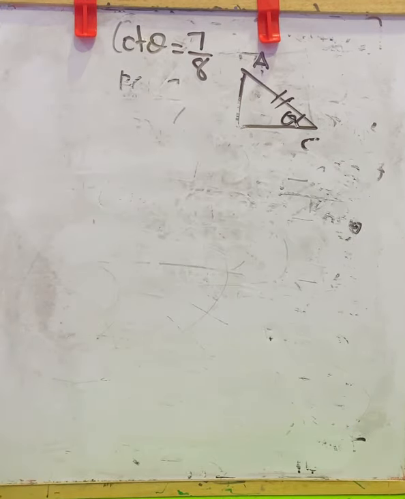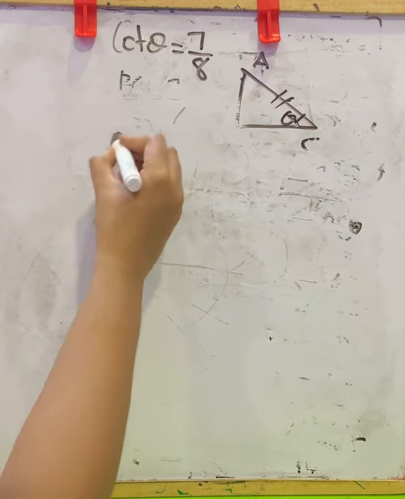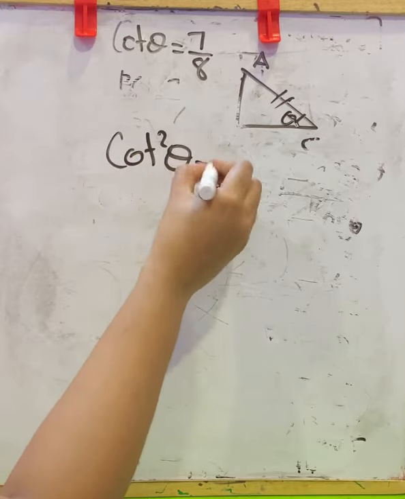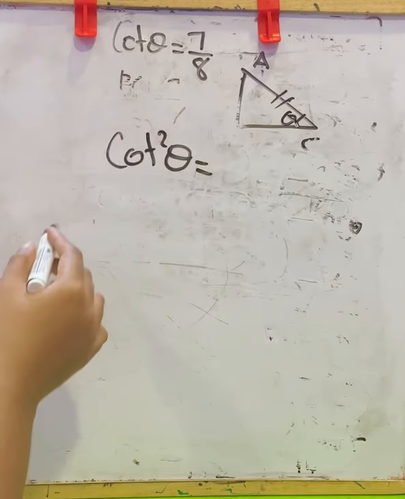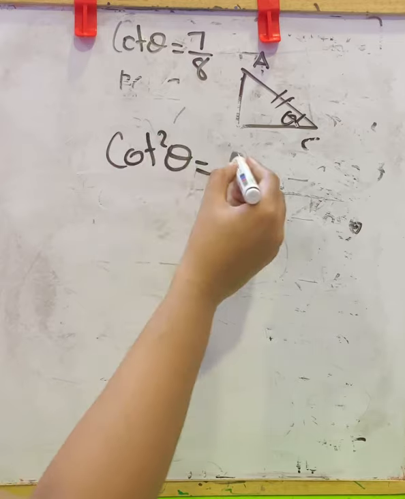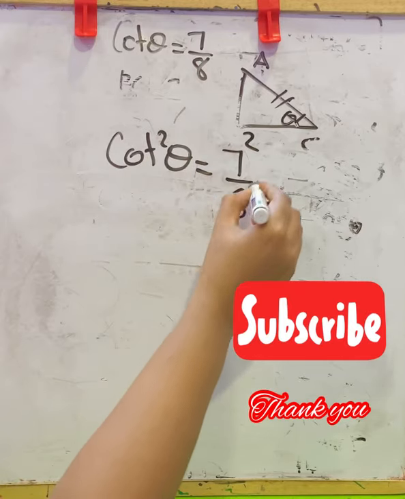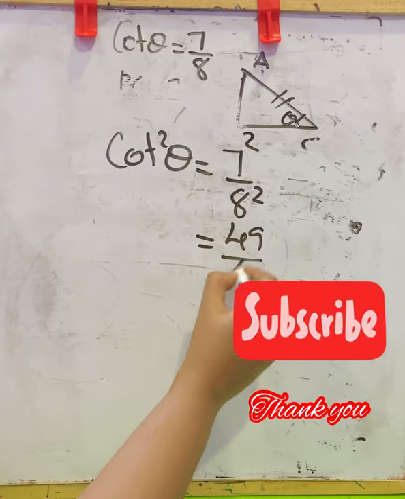Also there is one more simple part there. In that question you have to find cot square theta, that is cot theta is 7 by 8. So its square is 7 square by 8 square, that is again 49 by 64.